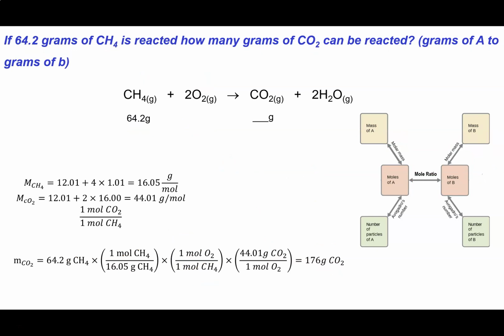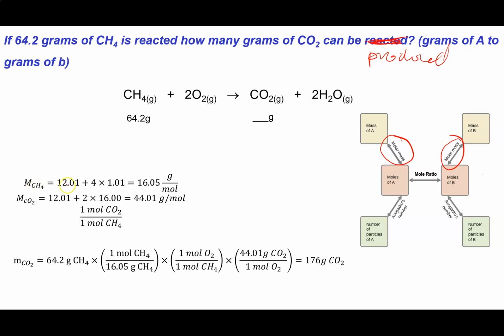All right, let me see. This should say can be produced because it's a product. All right, if 64.2 grams of methane is reacted, how many grams of CO2 can be produced? And again, this is a grams of A to grams of B. So I know I'm going to need my molar mass of methane, and I'm also going to need my molar mass of CO2. So I went ahead and calculated that.